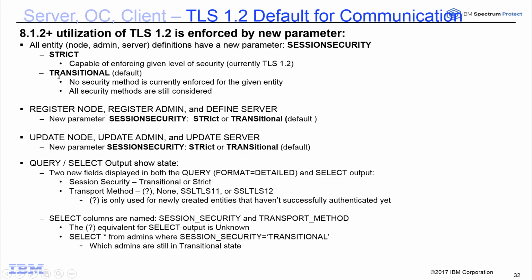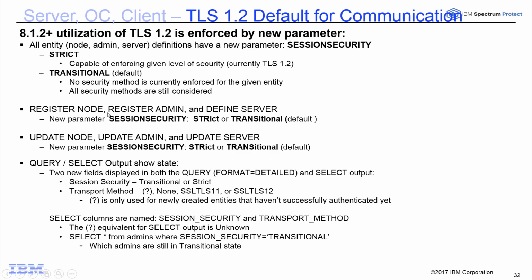Now, transitional is the default. So when you first upgrade to Spectrum Protect 8.1.2, or when you're using lower levels of Spectrum Protect, the transitional state basically says no security method is currently being enforced. However, we are open to looking at different methods. So if somebody comes knocking on that server's door and says, I'd like to exchange a TLS 1.2 certificate, then the entity that's in transitional state will be open to exchange certificates and eventually be placed in strict.